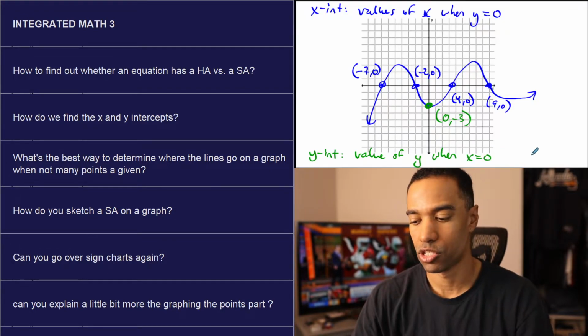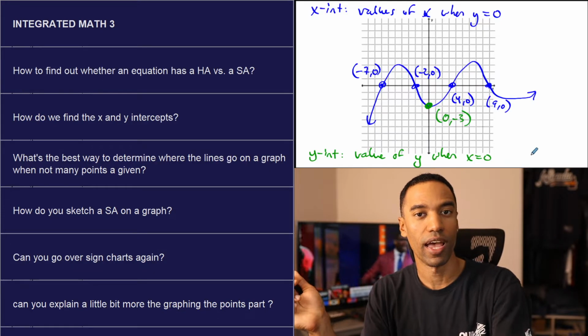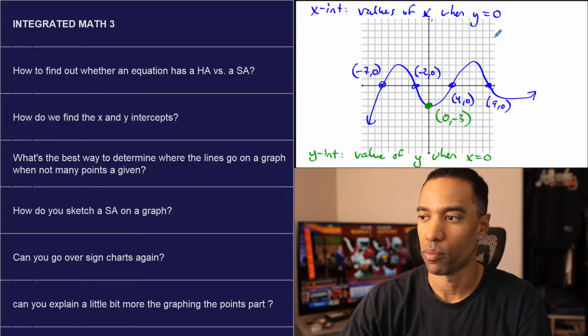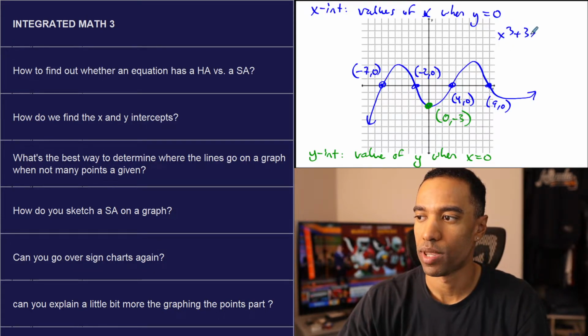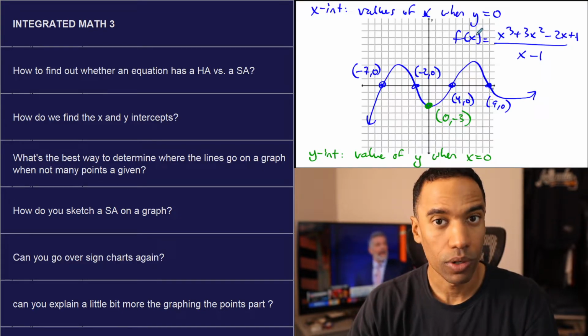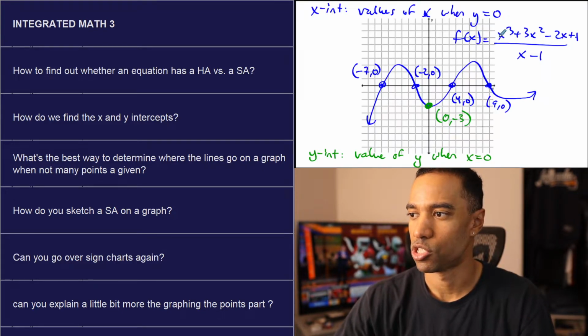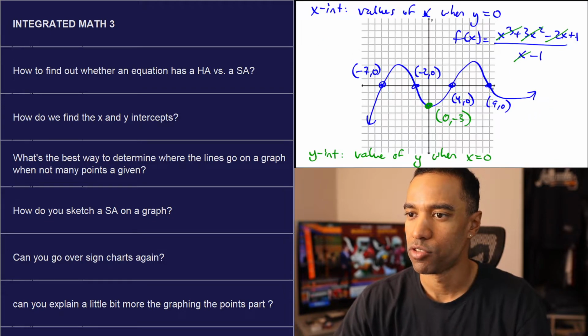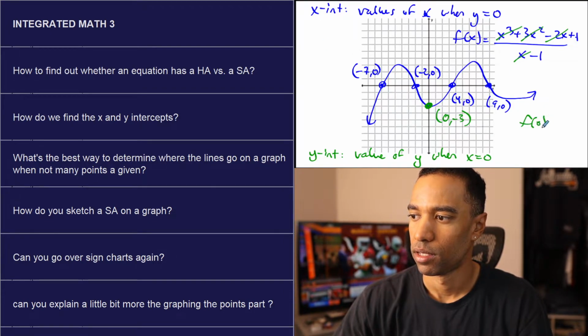And in an equation, this is pretty easy to do. You substitute 0 for x. You go back to that example that we had, x cubed plus 3x squared minus 2x plus 1 divided by x minus 1 right there. Okay, there's f of x equals, well, what does f of 0 equal? You substitute 0 for x. You get 0 cubed plus 3 times 0 squared minus 2 times 0 plus 1 divided by 0 minus 1. You get f of 0 as 1 over -1, which is -1.